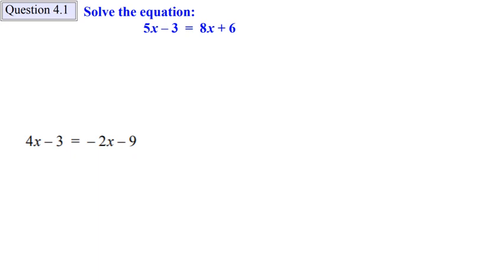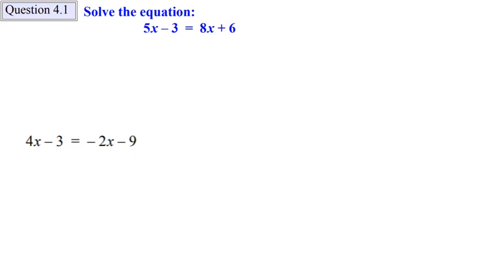So there are two things that you should do. The first thing that I do is I bring over the smaller term that is attached to the variable. So we have the two terms 5x and 8x. I bring over the 5x because it's smaller.